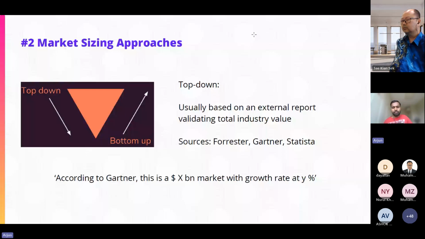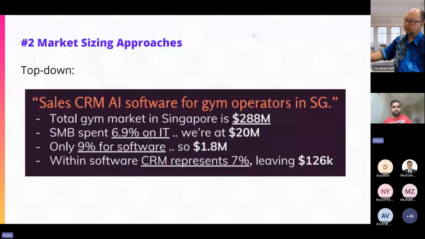So for example, this is a very simple example, like a sales customer relationship management software for gym operators in Singapore. So basically they will come up with something like, okay, the total gym market in Singapore is $288 million. The companies are spending 6.97% on IT, which is $20 million. So in that, only 9% is spent for software, which is $1.8 billion. And within the software, the CRM represents one percent, leaving $126,000, something like that. So they will give this split up to you.